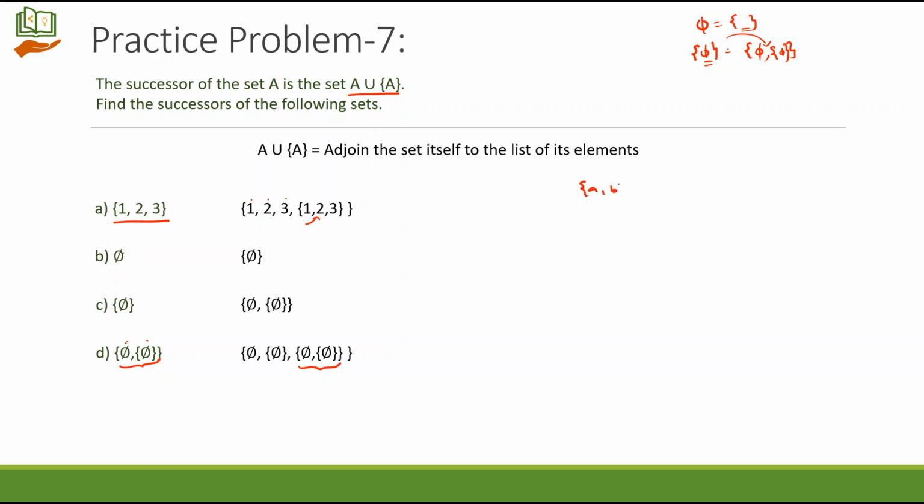Let's take A comma B. How do you find the successor? Just take A comma B comma the complete set {A, B}. So understand, when they ask for the successor, along with the elements you are going to insert one more element, and that element will be the set itself.